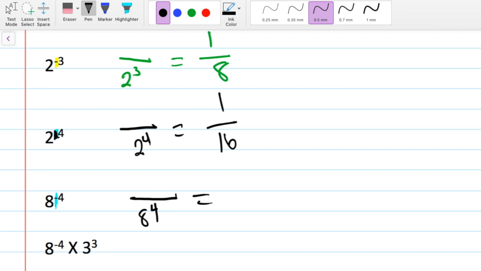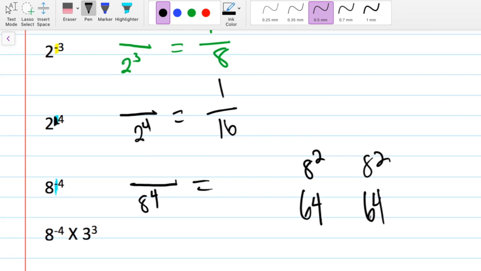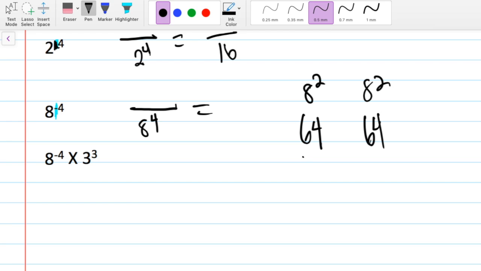Now, how do I figure that out? So the 8 to the fourth is just 8 squared and another 8 squared. So 8 squared is 64. And you can use a calculator for this, but I'm assuming if you're watching this, it's because you don't get to use the calculator. So 8 squared and 8 squared, that's 64 and 64. Really fast, we're going to do 64 times 64.